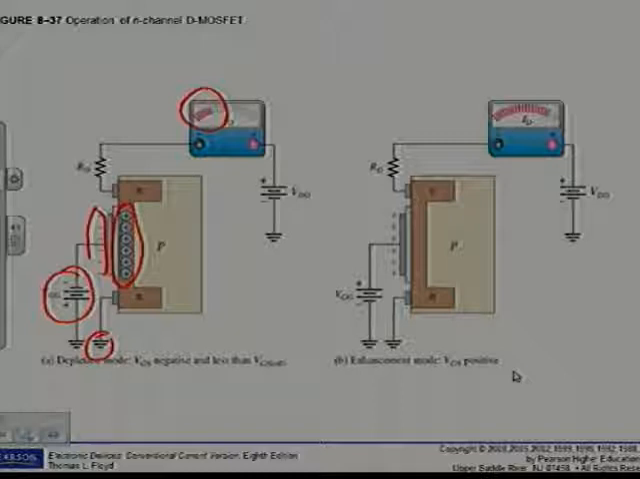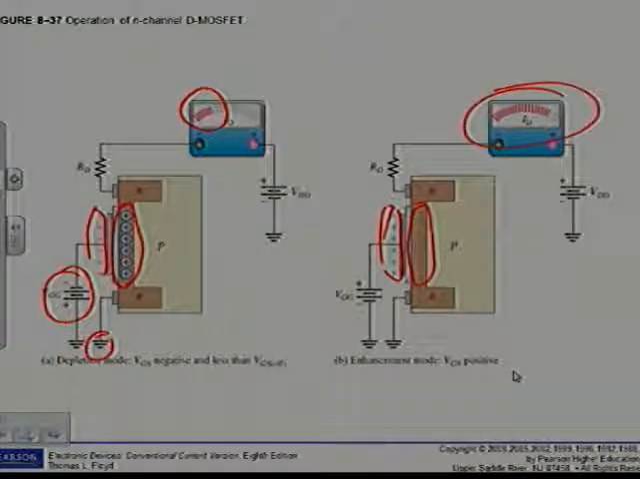The moment I make my gate more positive, I will have positive charge on the outside, and I will have electrons in my channel, and that will increase my drain current flow. That means by varying the voltage on the gate, I can vary the current flow between my drain and my source. That is the case of the D-MOSFET. I repeat, in the case of the D-MOSFET, there exists a channel between the drain and the source.